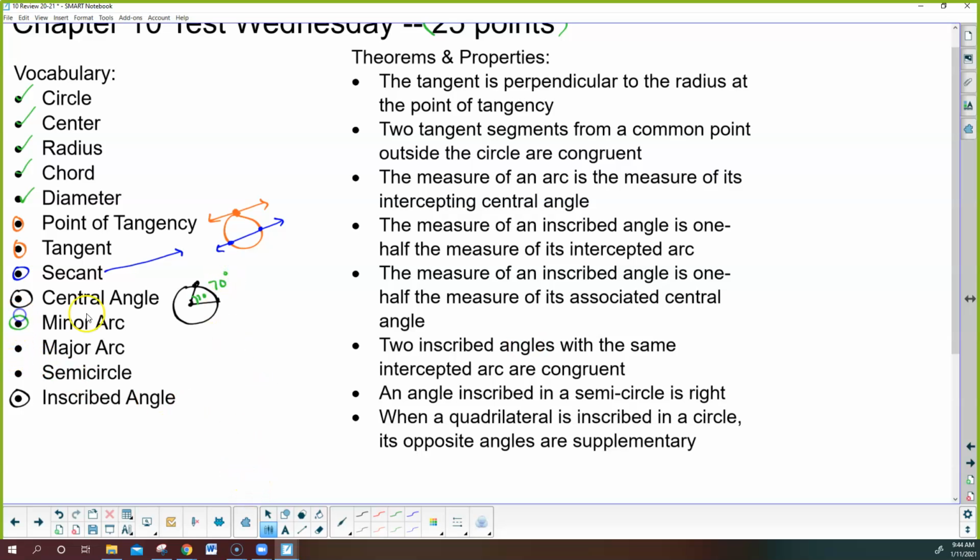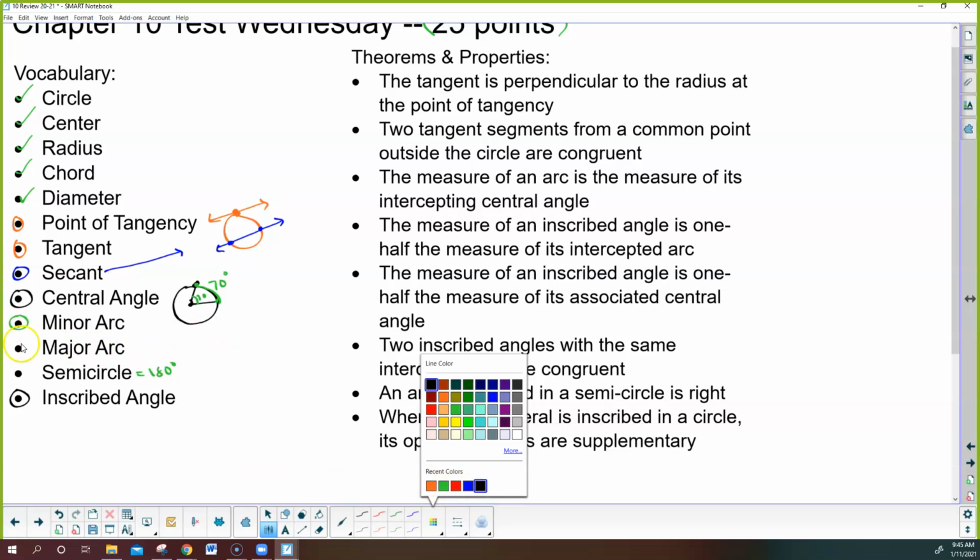And a minor arc is less than 180. So this green arc from these two endpoints would be considered a minor arc. A major arc is greater than 180. And then a semicircle is equal to 180. So I hope you're comfortable with those. If not, that should be something you go back and study.